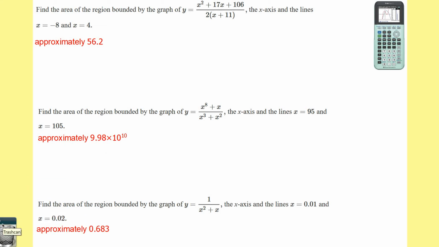Okay, notice how I'm writing my answer. I'm writing it as times 10 to the 10. Do not, I saw this on the quiz with some of my kids, do not put 9.98 E10. That is what your calculator does, and that is not how we write numbers. Make sure you put it in scientific notation.